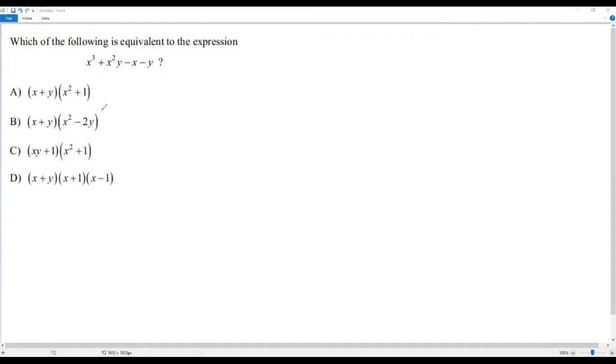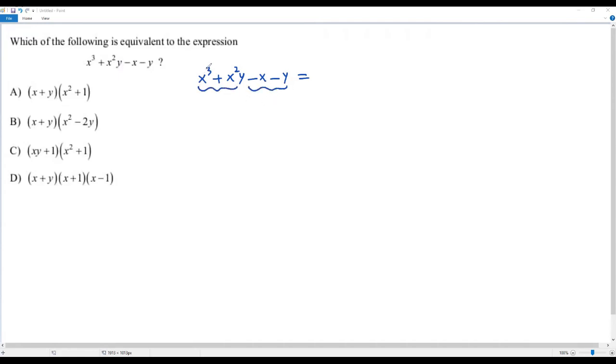Okay, when I go over the answer choices, in each answer choice, I have the expression in factor form. So we have to get the factor form of the given expression. Now let me take the given expression as it is: x to the third power positive x squared times y negative x negative y. Now we can factor this expression by grouping. That is, we can consider the first two terms as one group and the next two terms as another group.